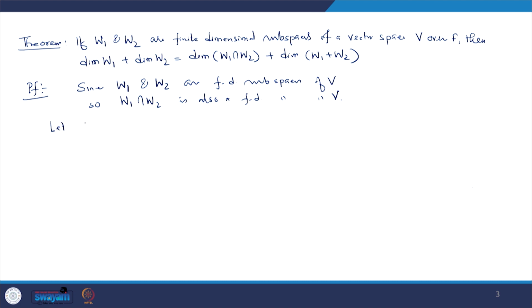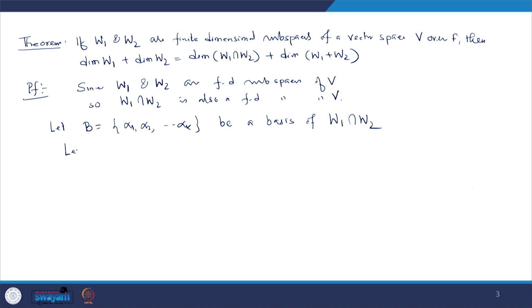Let B equal to alpha 1, alpha 2, alpha k be a basis of W1 intersection W2 please. We see that B is basically a subset of W1 intersection W2 and the linear span of B is equal to W1 intersection W2, and W1 intersection W2 is a subset of W1 and it is also a subset of W2. So, by extension theorem I can extend B to B1 to be a basis of W1.